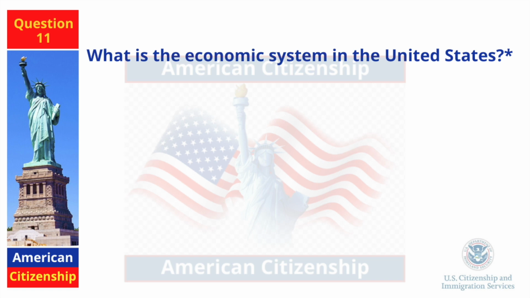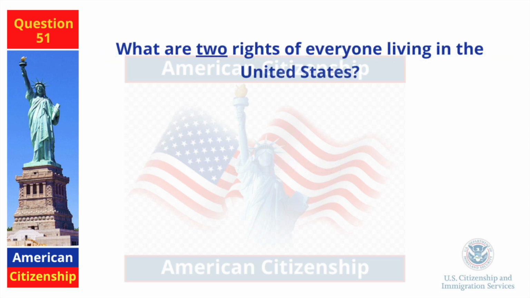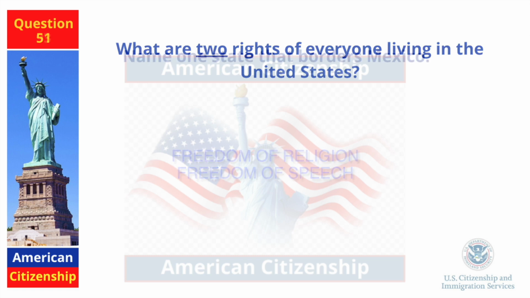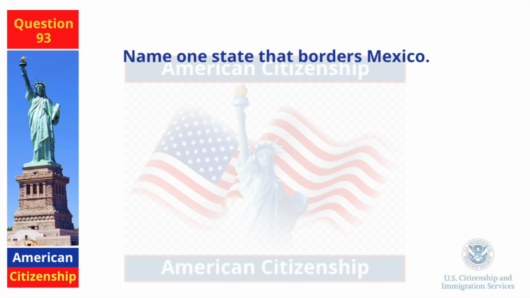What is the economic system in the United States? Market economy. What are two rights of everyone living in the United States? Freedom of religion, freedom of speech. Name one state that borders Mexico. California.